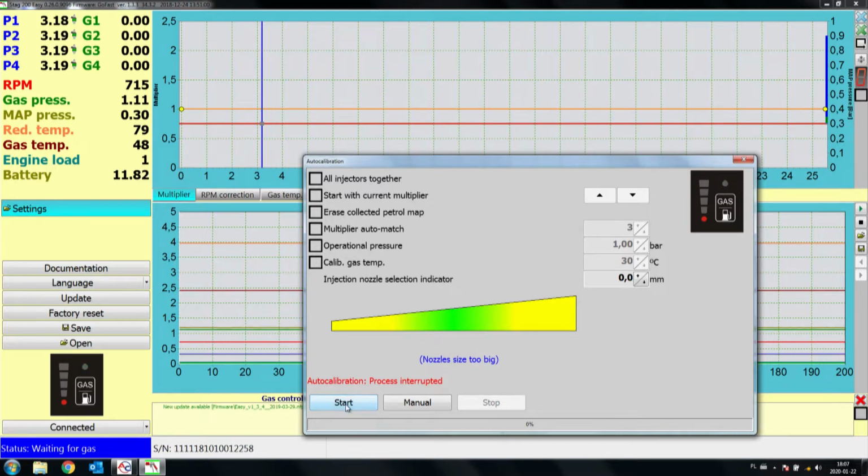Yes, actually, we have to do auto calibration again because our process was interrupted because of the adjustment on the simulator. So we will do this quickly once again.